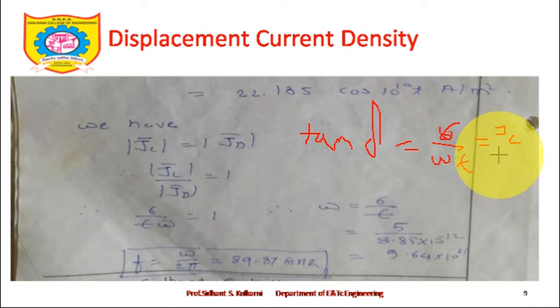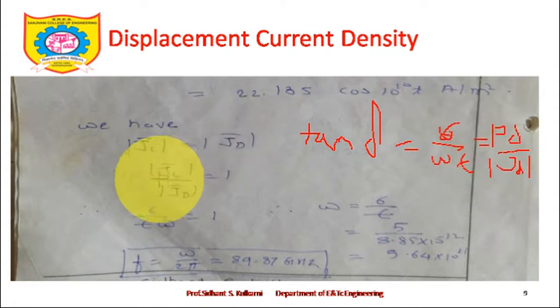which is exactly equal to JC upon JD. So he is saying that both of them have the same amplitude, that means JC equal to JD. If JC equal to JD, I can write the ratio of JC by JD equal to 1. So sigma upon omega epsilon is equal to 1. Absolutely. So I can write omega on the right hand side: omega is equal to sigma upon epsilon. You can put the value of sigma and the value of epsilon.